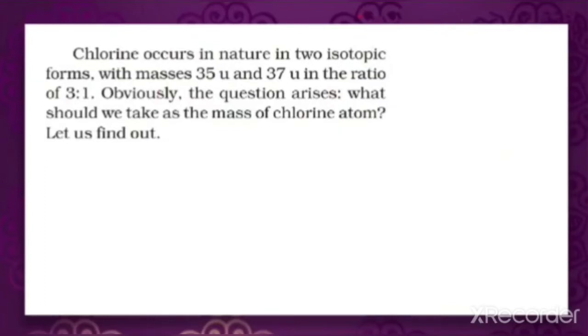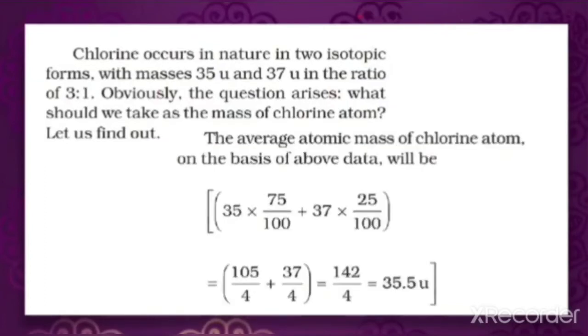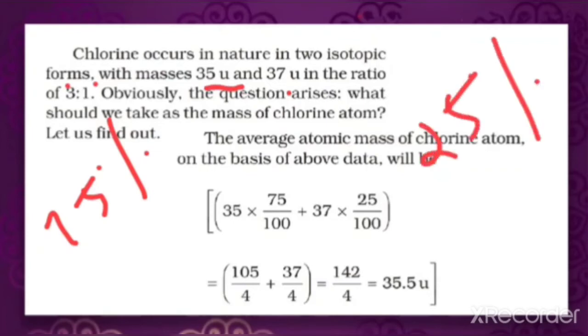Let us find that out, because in such cases the average atomic mass for the chlorine atom should be taken, on the basis of the above data. What is the above data here? 35 U and 37 U are the masses of chlorine isotopes existing in nature in a 3:1 ratio. A 3:1 ratio means 75% is chlorine-35 and 25% is chlorine-37.